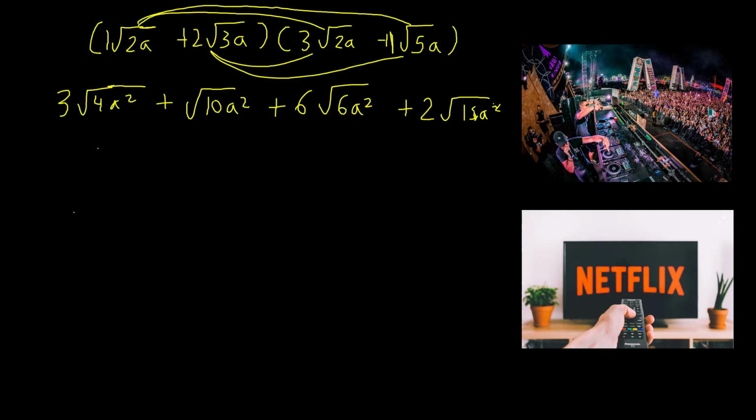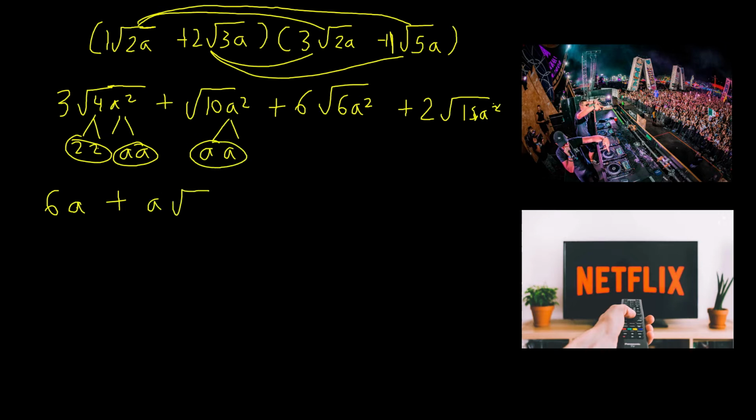Okay, so for this one, I want to see which one simplifies. So I know the 4 and 4 goes to 2 and 2, so they date, and they go outside the house. This becomes A and A, they date, and they also go outside the house. So it's just now going to be 3 times 2, which is 6, and then A up front. With this one, these A date also, because there's two A's, and they go outside the house, so it's just going to be A square root of 10.